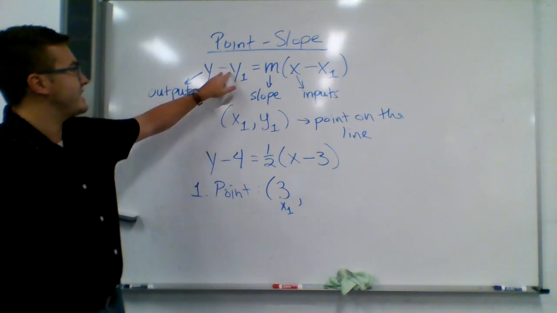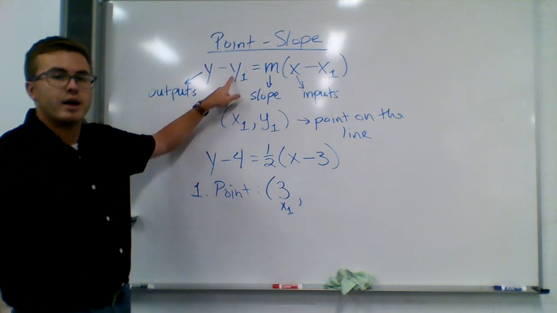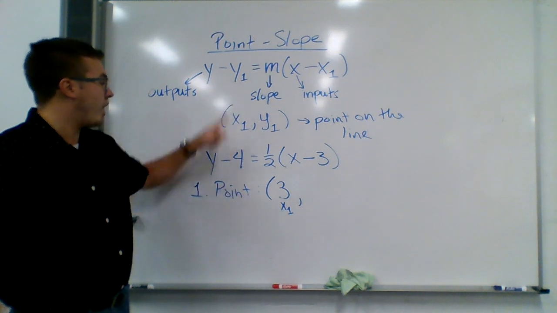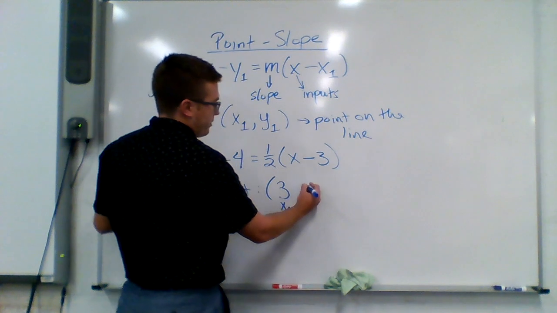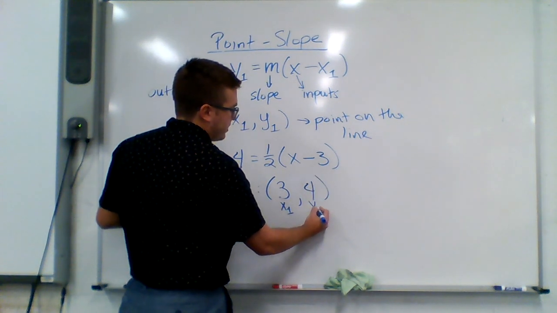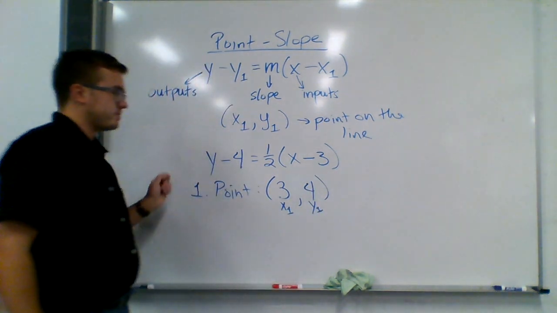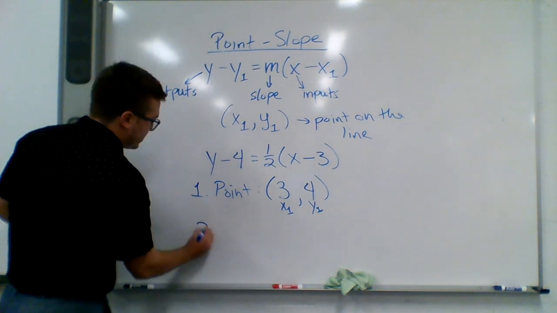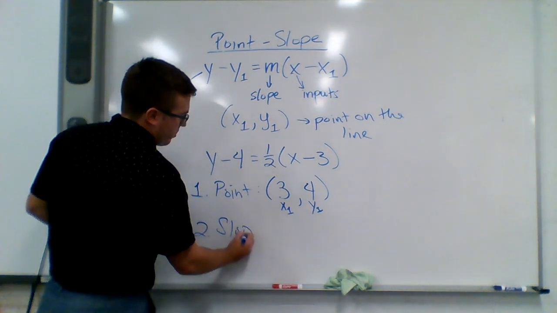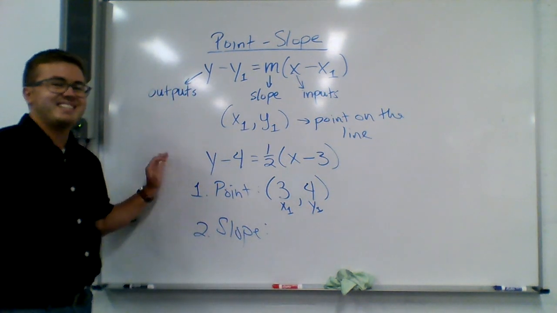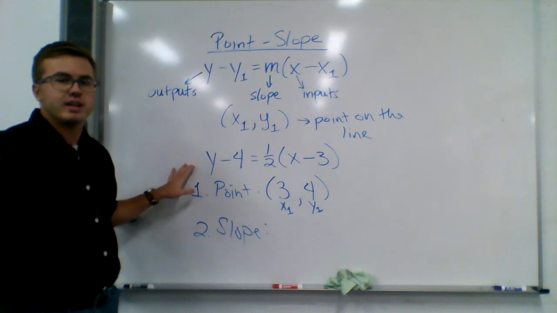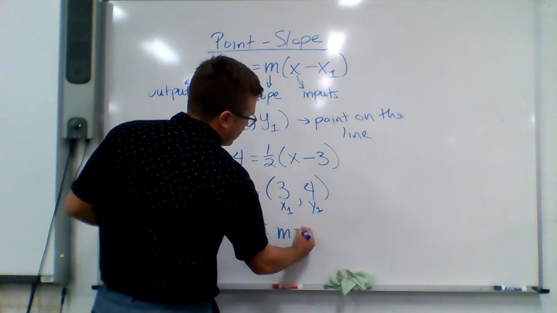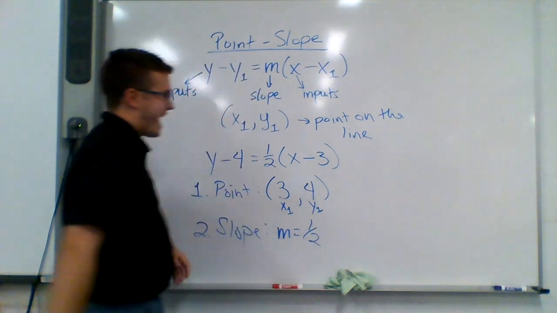And our y1, same thing, because it's y minus y1. So instead of y minus y1, we replaced y1 with 4. So we have the point (3, 4). So it gives us a point, and then it also gives us the slope. What would the slope be in this equation, do you think? Good, the slope should be m equals 1/2.